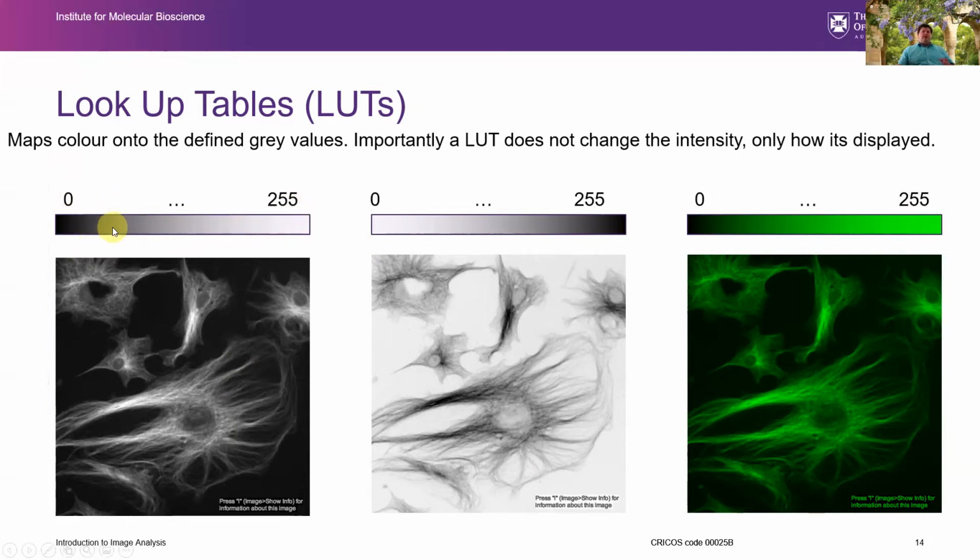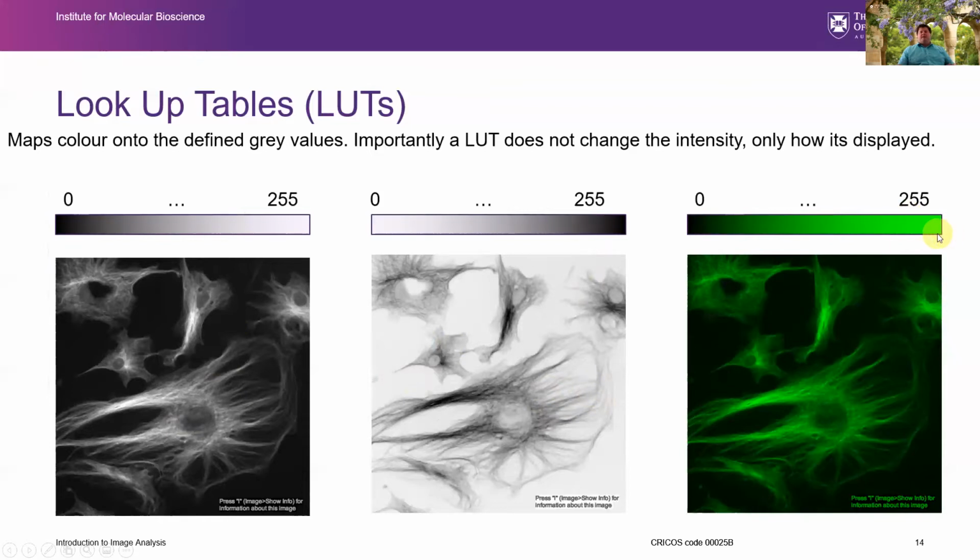We can invert the lookup table so that we can say our background is actually 0 and our objects in the foreground are dark. That can be useful for displaying really fine structures because we can see dark things on a light background a little bit better than light things on a dark background. And we can map colors to them.